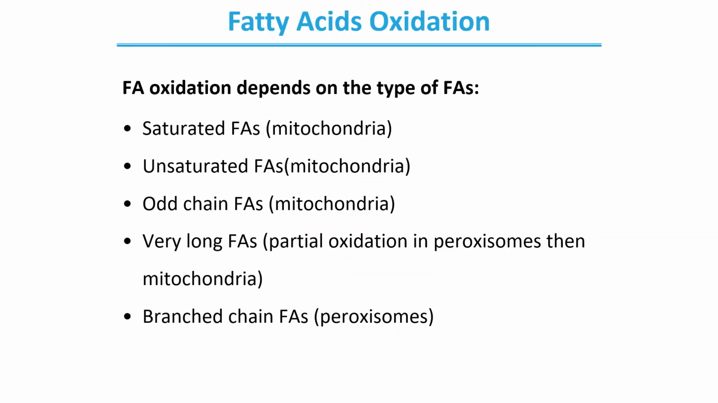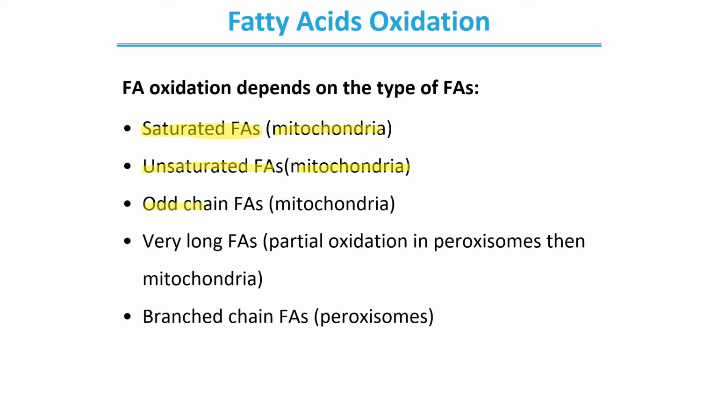Some basic information and location of different types of fatty acids and their beta oxidations, because there are numerous types basically. Saturated fatty acids, like the one we saw in detail in the previous slides, palmitic acid, happen in the mitochondria. Unsaturated fatty acids will also happen in mitochondria. Unsaturated fatty acids are the ones that have a double bond or more than one double bond in it.